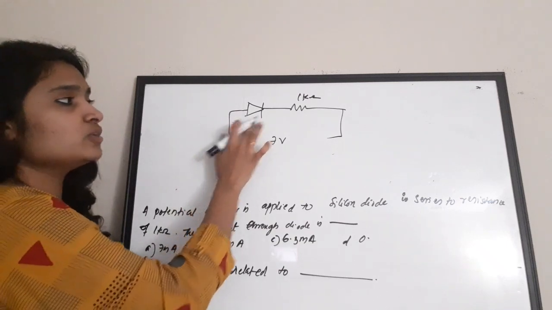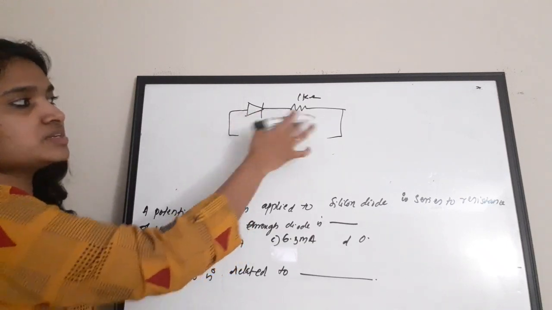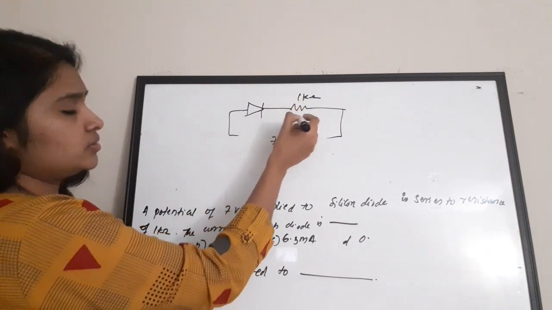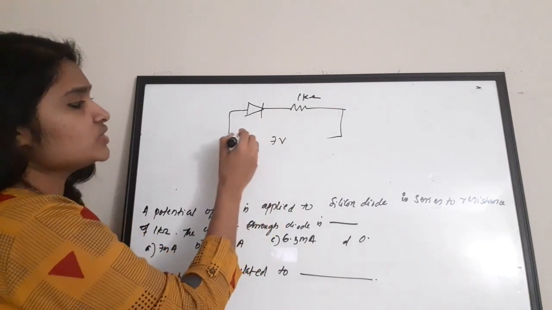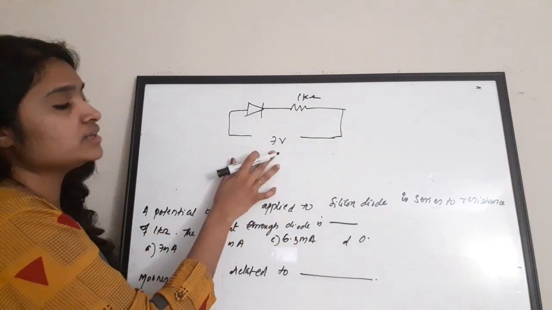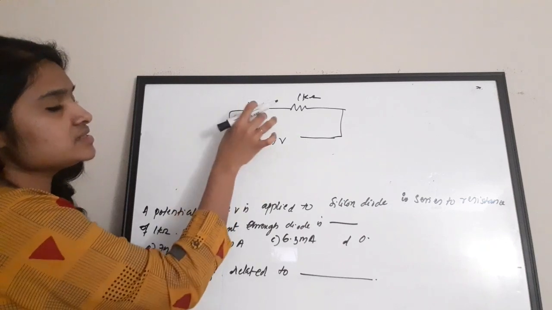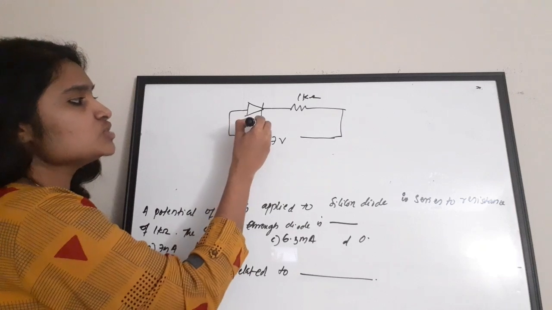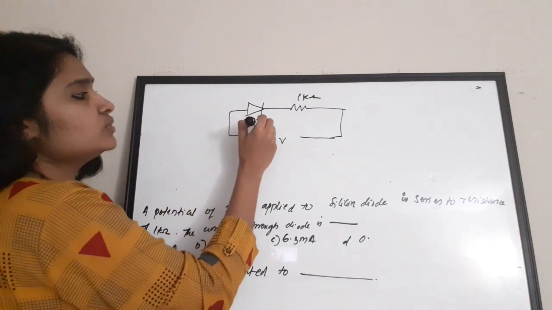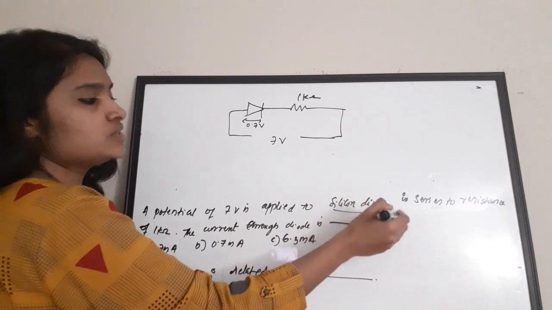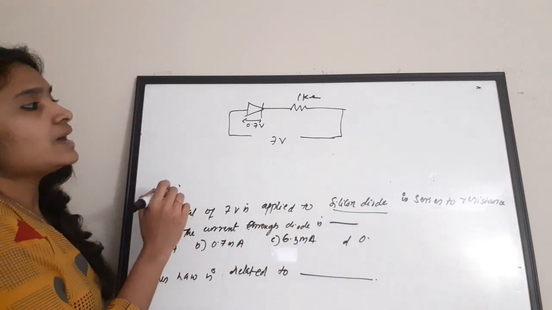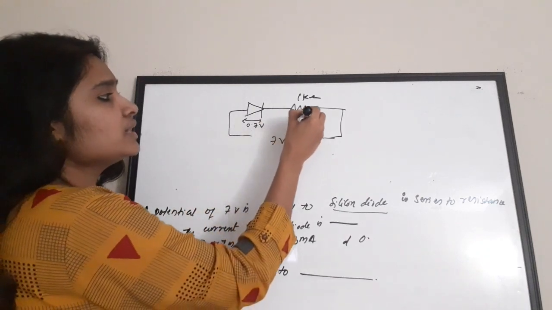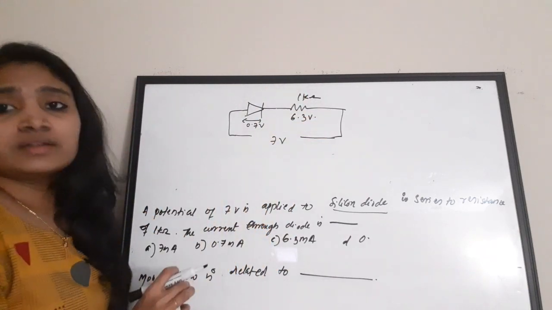The current through this diode will be equal to the current through this resistance because they are connected in series, right? Now, what is the current passing through this resistance? We are applying 7 volt here, so the 7 volt will turn this diode forward bias, and when the diode is forward bias, the voltage drop across the diode is 0.7 volt. Since it is a silicon diode, it will have a voltage drop of 0.7 volt during the forward bias condition, and the remaining 6.3 volt will come across this resistance.